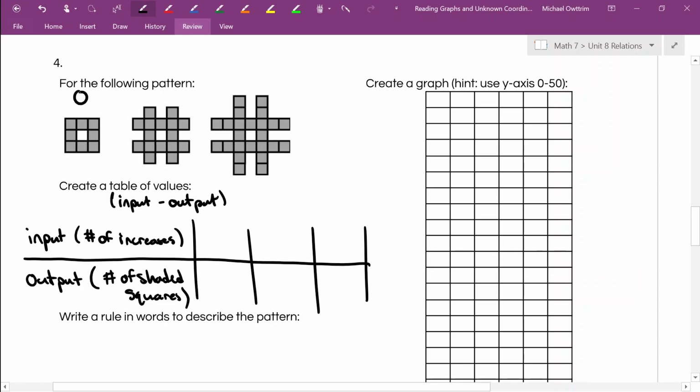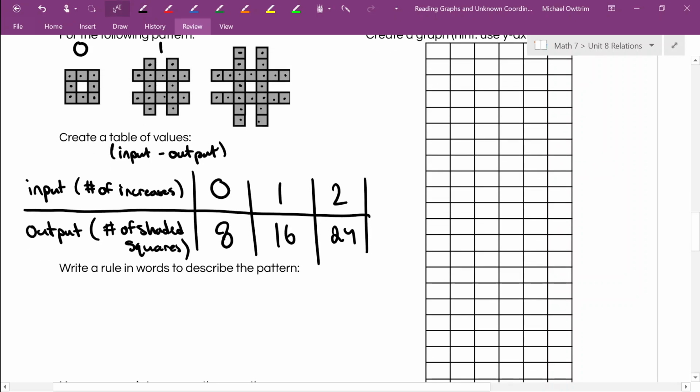For our starting picture, which is input 0, 0 times of doing the action, we have 8. If you count them, 1, 2, 3, 4, 5, 6, 7, 8 squares shaded in. After 1 increase, so input 1, we have 16 squares. And after 2 inputs, we have 24 for that value there.